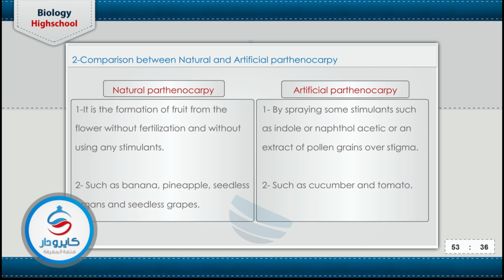stimuli. But artificial parthenocarpy needs the presence of certain stimuli, such as spraying indole or naphthalene acetic acid on the stigma of the flower, or the extraction of the pollen grain on the stigma of the flower. Examples of natural parthenocarpy are the banana, the seedless pineapple, orange, and seedless grapes. But artificial parthenocarpy takes place in cucumber and tomato, by the interference of human beings. Therefore, that's called artificial parthenocarpy.